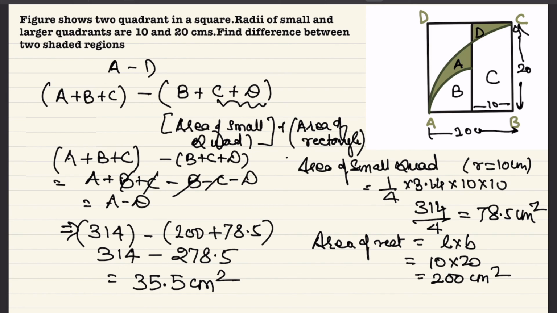So we have found the area of the shaded region, that is A minus D. We have written A as A plus B plus C, which is the big quadrant, and B plus C plus D is the area of the small quadrant plus the area of the rectangle. On subtracting, we get 35.5 centimeter square as the difference between the two shaded regions.